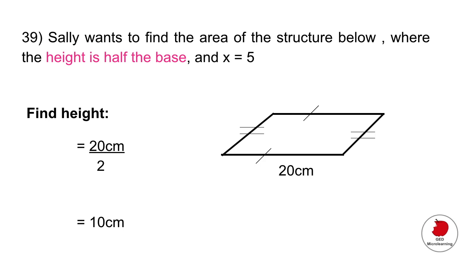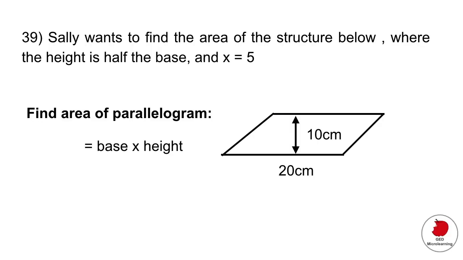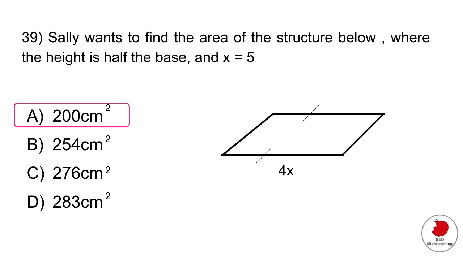Okay, so we've done the first part, but the question is really asking us about the area of this structure, which is known as a parallelogram. So here is where you go to your formula sheet, which is provided for you in the test, and find the formula, which says that the area of a parallelogram is equal to the base multiplied by the height. You already have those numbers, which we calculated before, so all you have to do is multiply 20 times 10. That gives you 200 centimeters squared, which was option A.